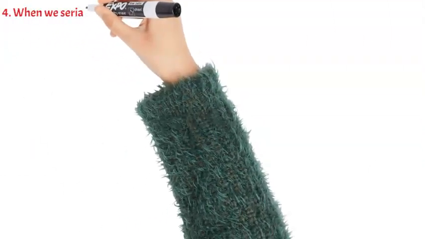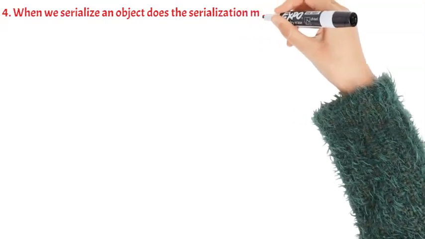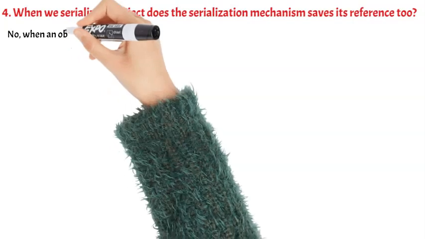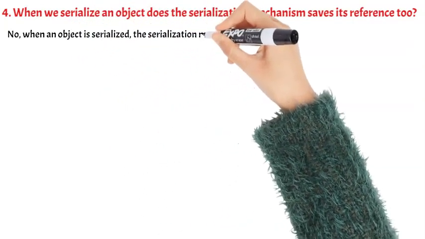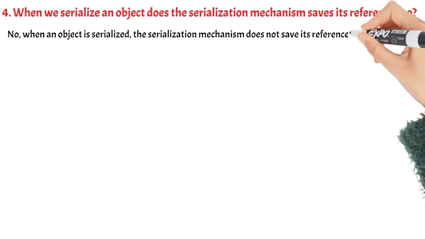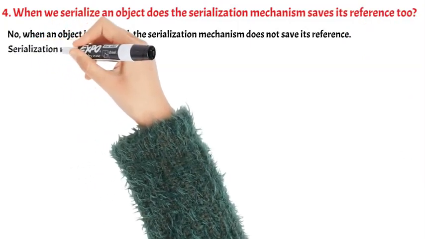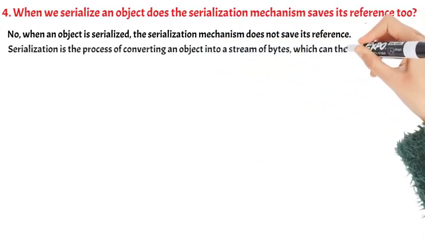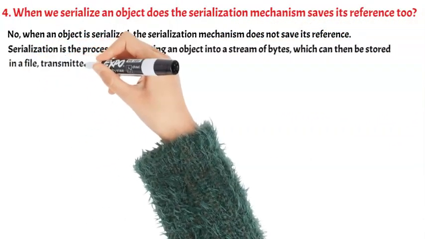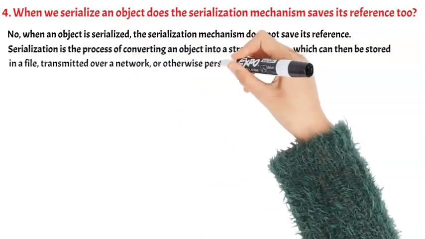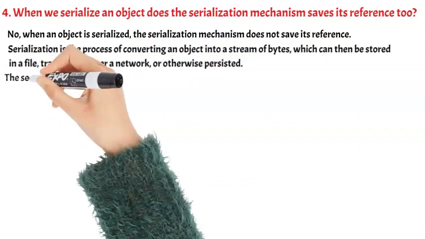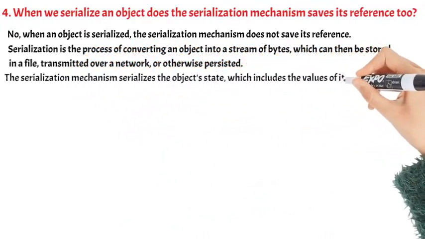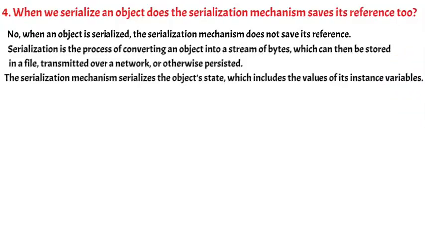4. When we serialize an object, does the serialization mechanism save its reference too? No, when an object is serialized, the serialization mechanism does not save its reference. Serialization is the process of converting an object into a stream of bytes, which can then be stored in a file, transmitted over a network, or otherwise persisted. The serialization mechanism serializes the object state, which includes the values of its instance variables.